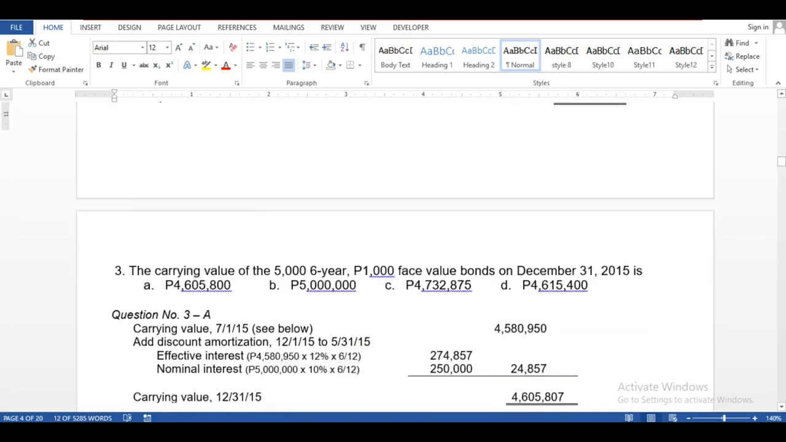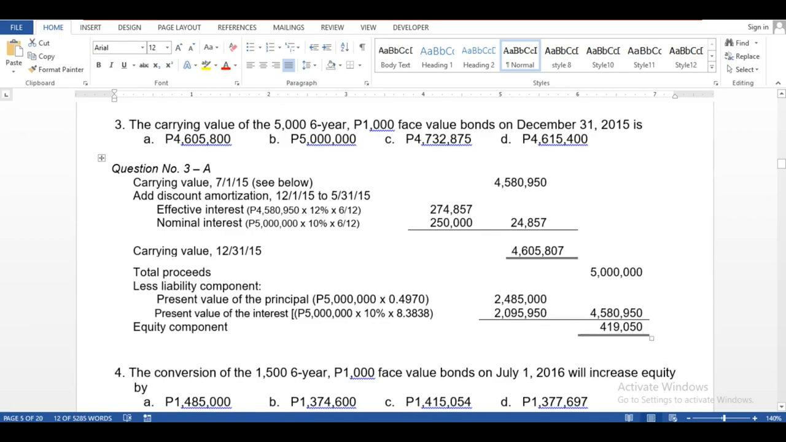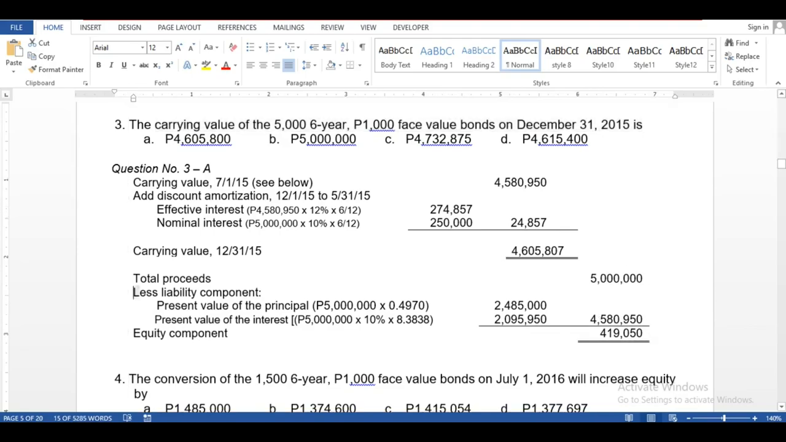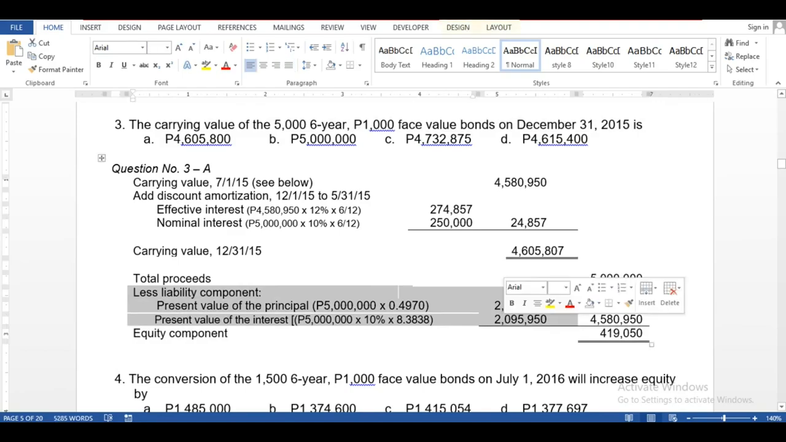So question number 3 here. What is the carrying value of the 5,000, 6-year, 1,000 pesos face value bonds on December 31, 2016? So you have to compute for the carrying amount of the liability component. Ayan. So first one is get the liability component. So the liability component here is computed using this one. Parang same lang yung kanina. So you are to compute for the parang issue price, no? Kasi nga in this case, ito.